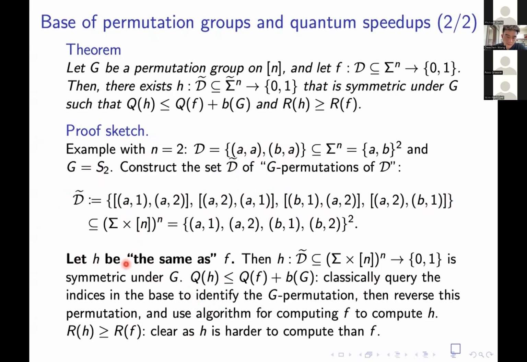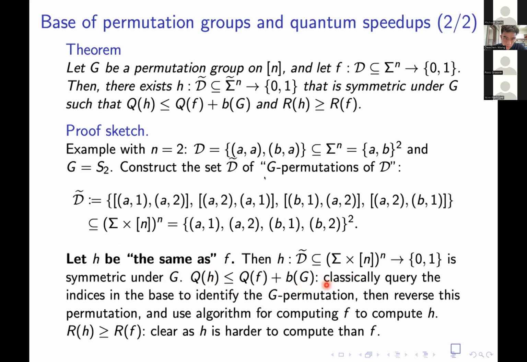Then, by the definition of H, it is symmetric under G. But Q of H is at most Q of F plus B of G, by the following algorithm. Recall Q of H is the quantum query complexity of H. So to show an upper bound of this form, we just need to come up with a quantum query algorithm that computes H. And that algorithm is as follows.